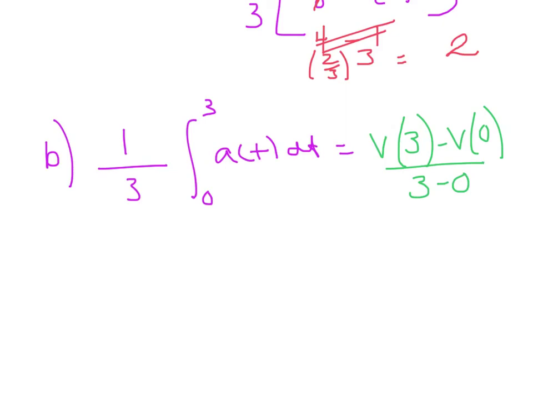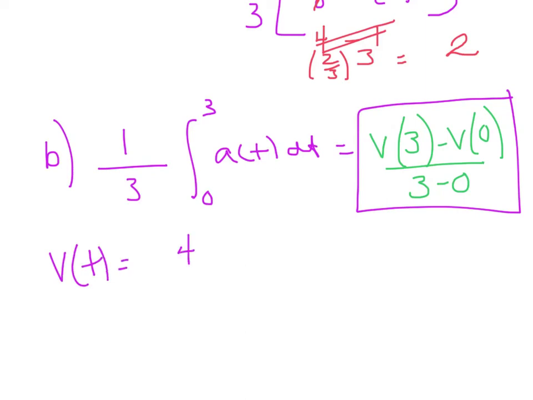Now, which one would make more sense to use? Do you know your a of t function, or do you have your v function? Well, I know my v of t function, so I can just evaluate v of 3 minus v of 0 all over 3 minus 0, because we said v of t is equal to 4 over the cubed root of 3x minus 1. So I'm going to use that and evaluate.